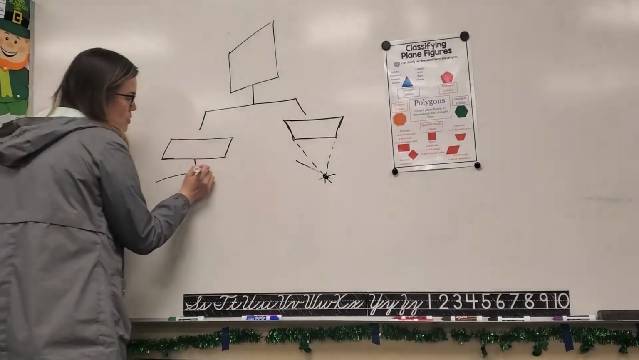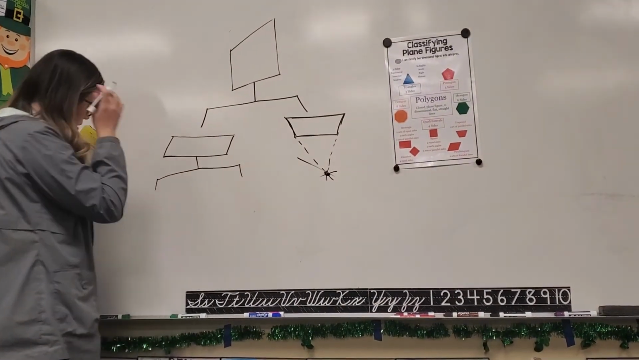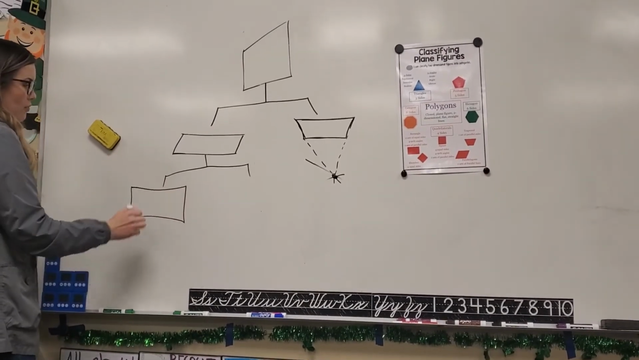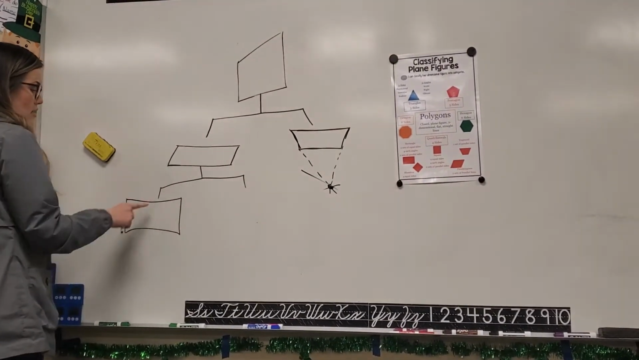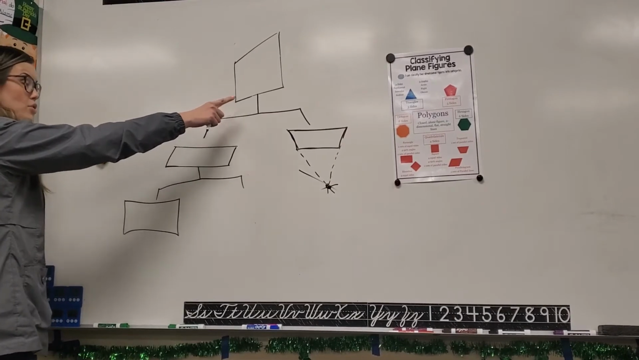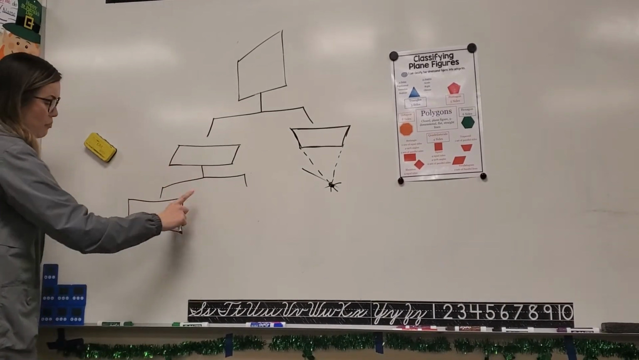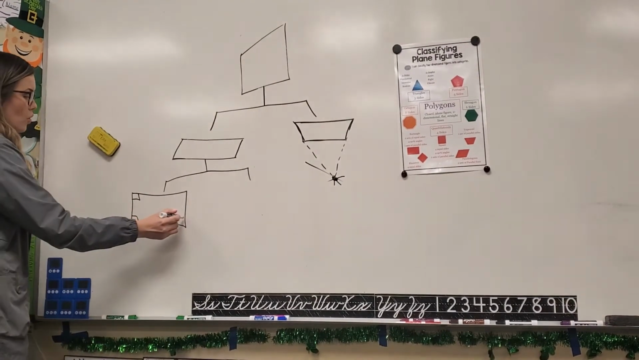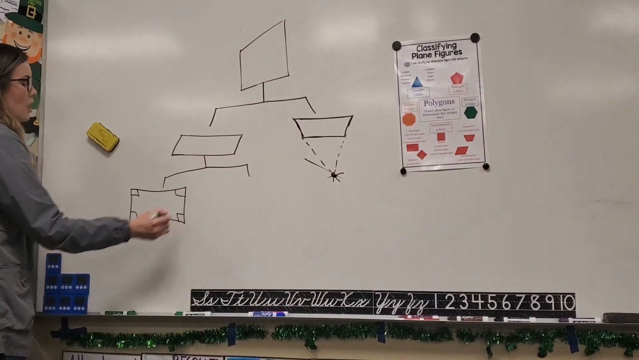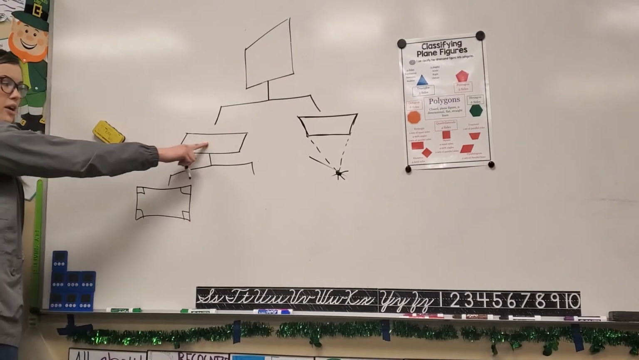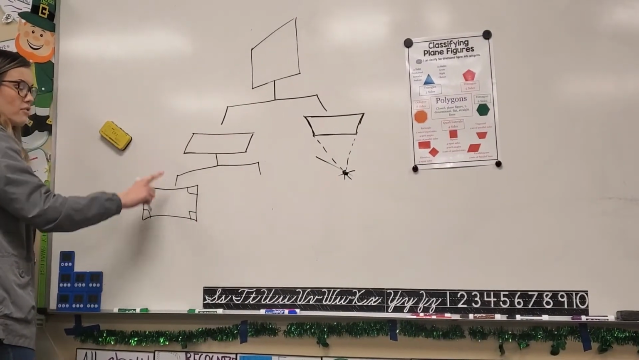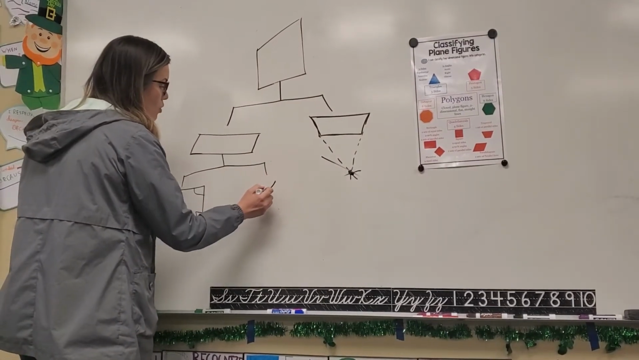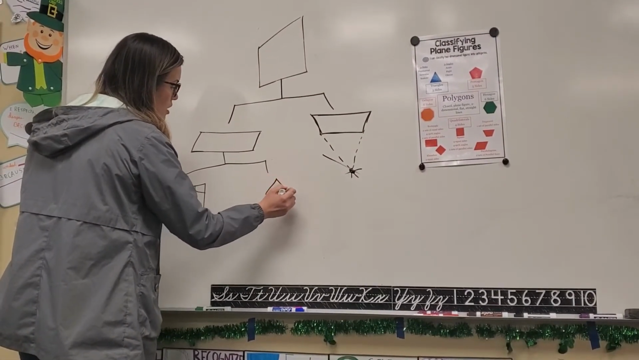Under parallelograms, there are 2 types. With a rectangle, of course, it has 4 sides, like a quadrilateral. It has 2 sets of parallel lines. In addition to that, each of the corners is what? 90 degrees. Parallelograms don't have to have that. Rectangles do.